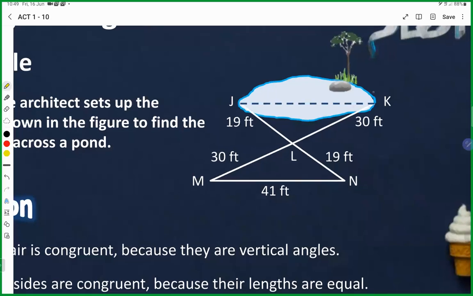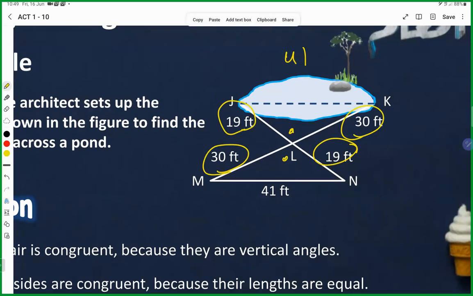What's the value of JK here? Of course, I will say that it's 41. But before you say 41, remember that this is 19, this is 19, yes. This is 30, this is 30, yes. The angle here is equal to the angle here, yes. Both triangles are congruent by what? Side, angle, side.